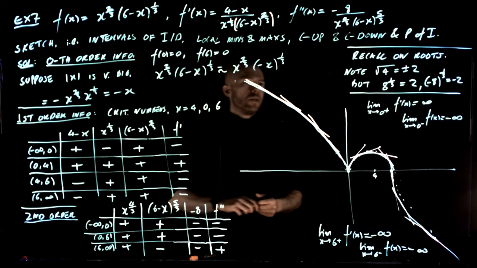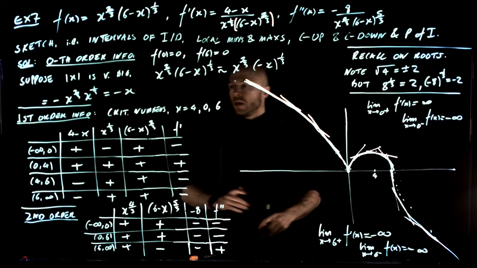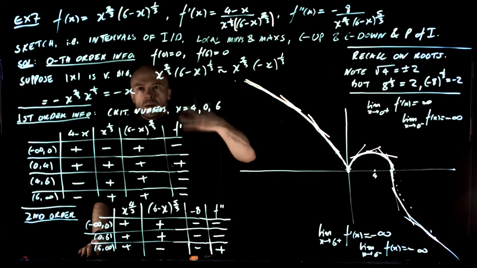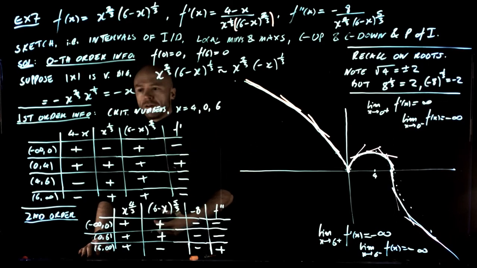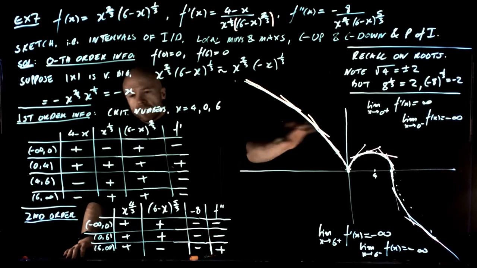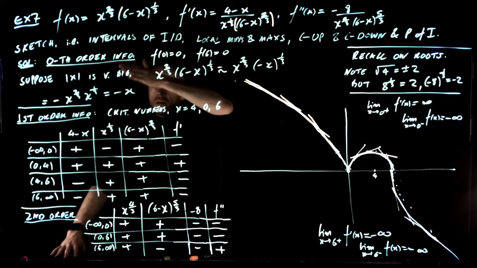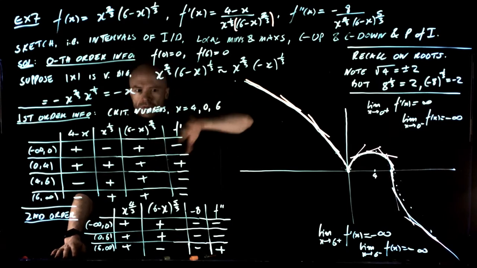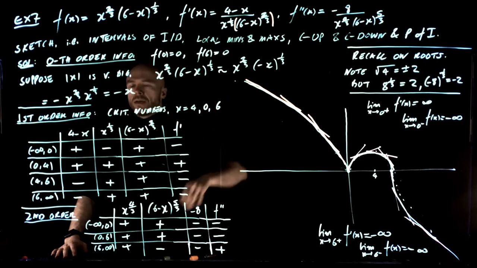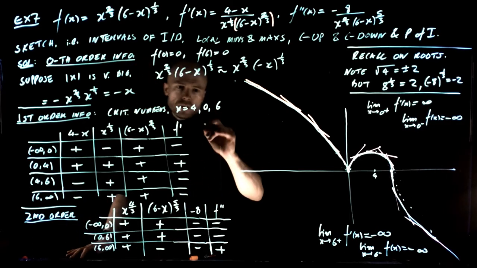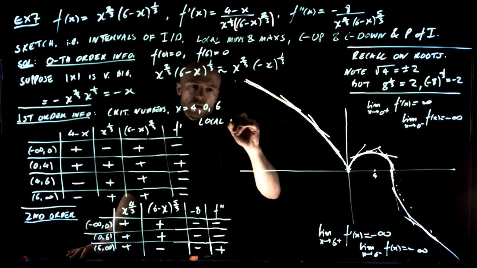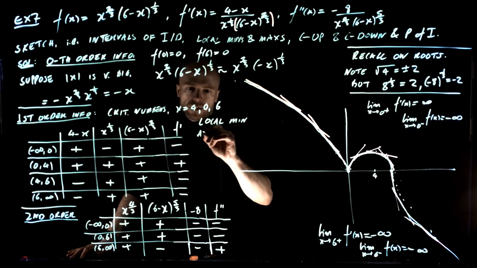We have to talk about local maxes and local mins. So local maxes and local mins happen at a critical number if they happen at all. If we look at the critical numbers, we have 0 and 6. So we already have the graph, but let's just look at this. If we look at 0, we go from negative to positive. So with your hand, go negative to positive, negative to positive. You would expect a local min at 0. Local min at 0.